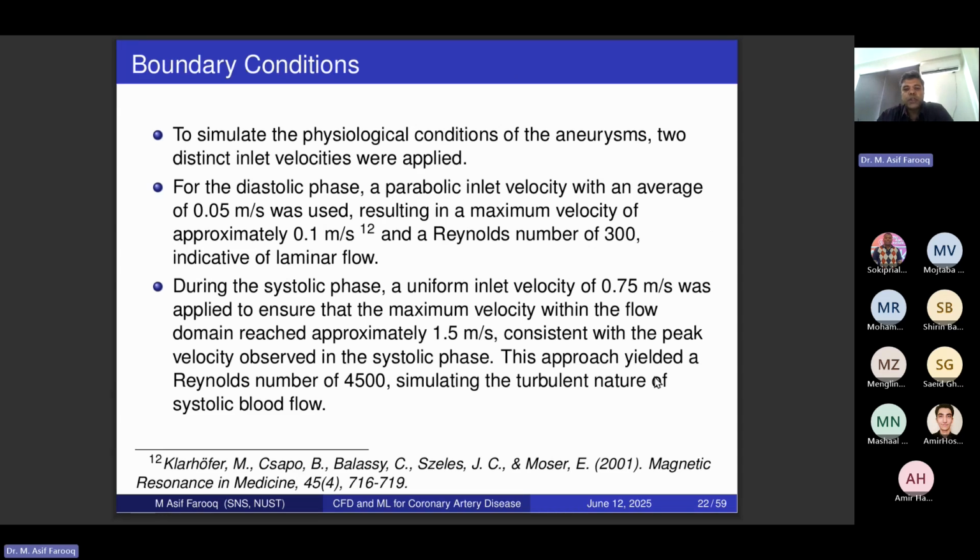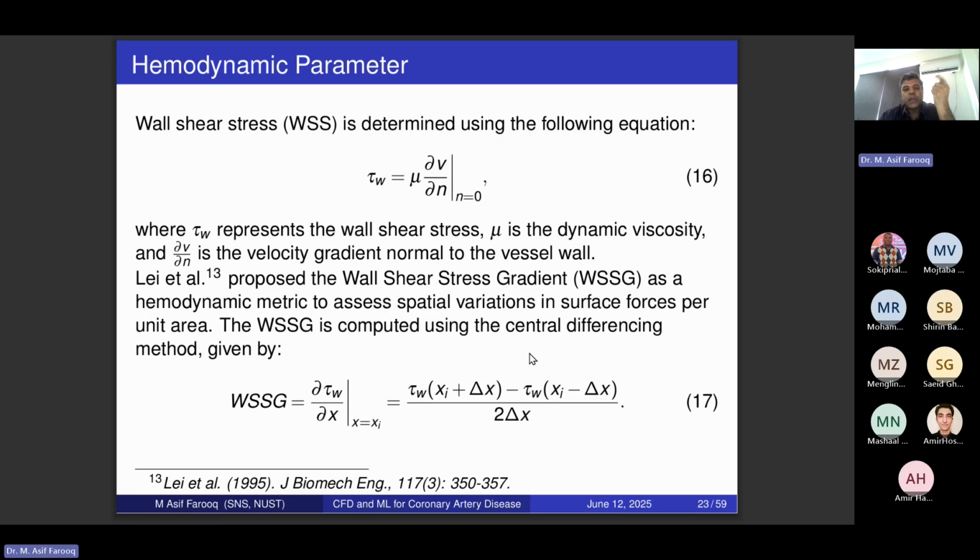For the boundary conditions, you need to put the boundary condition for the diastolic phase and the systolic phase. The diastolic phase is the phase in which the blood is entering the heart. In that phase, we have a parabolic inlet velocity, and we can calculate the Reynolds number, which is 300. So we need to apply laminar flow in the diastolic phase. And for the systolic phase, we need to apply turbulent flow, since the Reynolds number that we compute is 4,500.